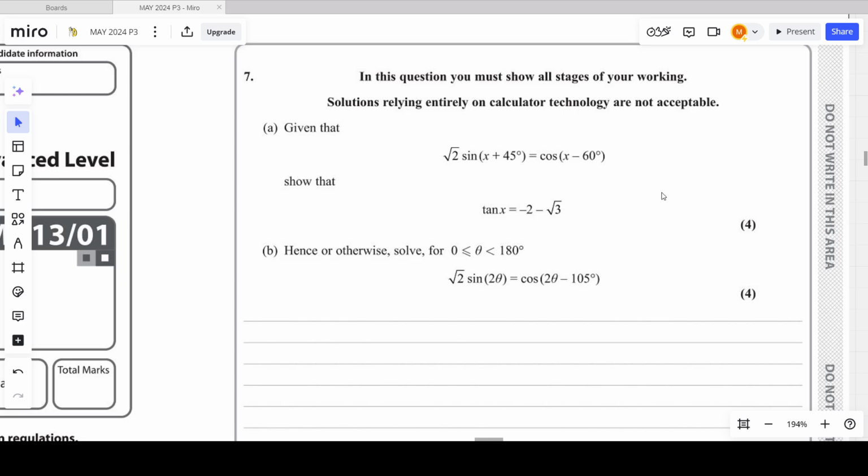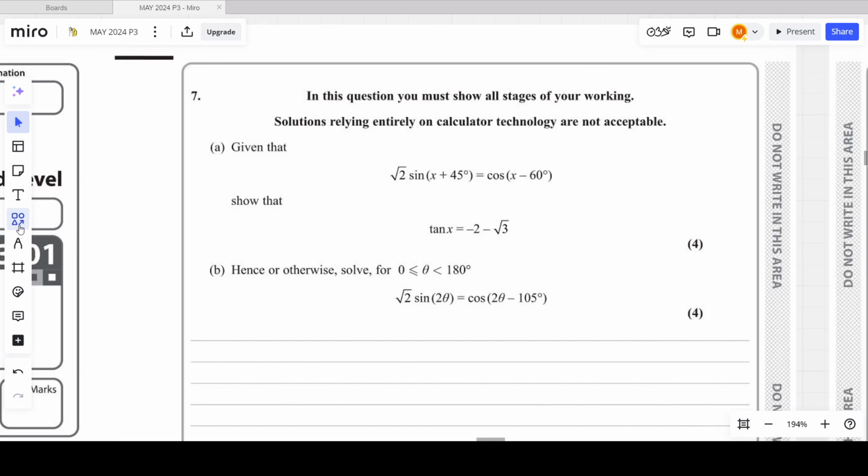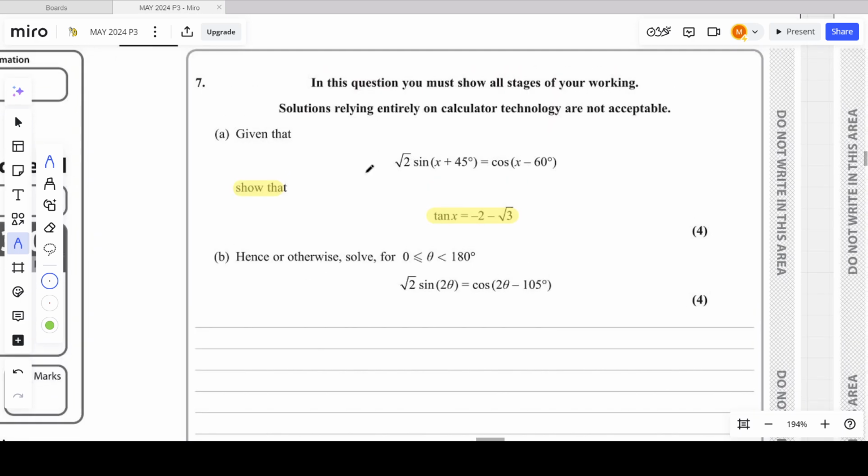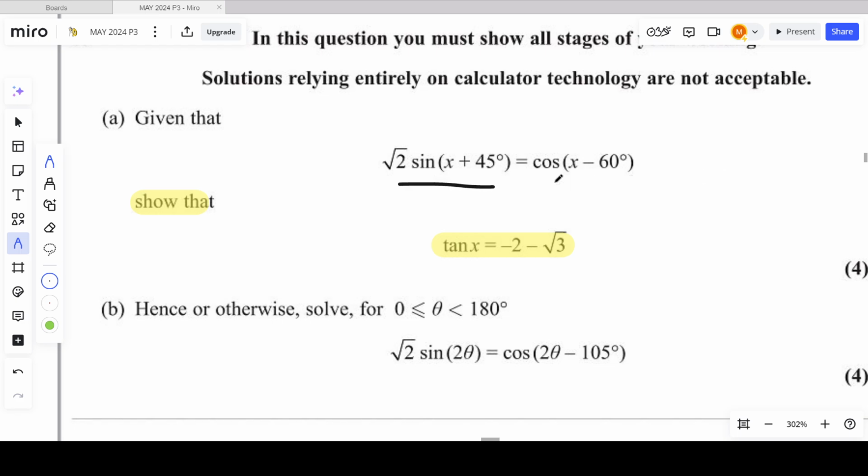In part A, they said given that square root of 2 sine (x plus 45 degrees) is equal to cos (x minus 60 degrees). We need to show that tan x can be written as negative 2 minus square root of 3. So for this question, we need to derive from this given equation that tan x can be written as this.